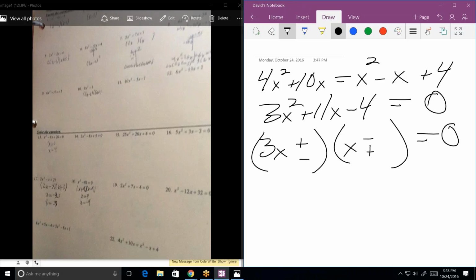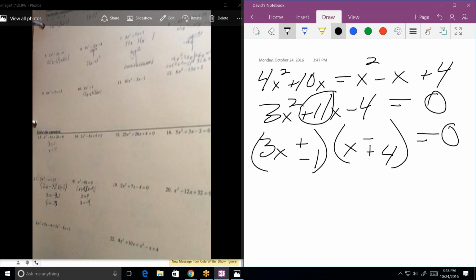Now, again, I have to get up to 11. So I'm going to say that it's 4 and 1. It's not going to be 2 and 2. It's impossible to get to 11 if I use 2 and 2. So you're right. And the 4 has to go with the plus sign, because I need to get up to plus 11, which means the 1 goes with the minus sign, and that works.